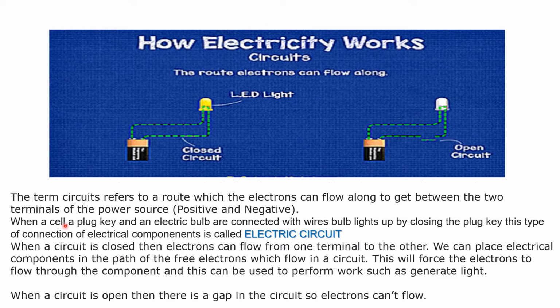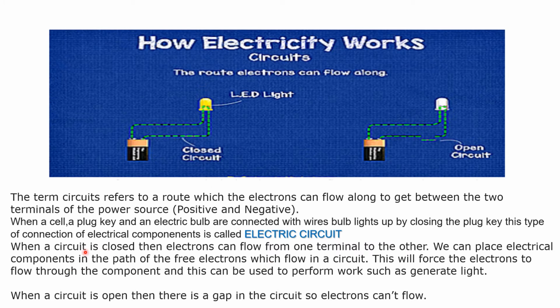So, when a cell, a plug key and an electric bulb are connected with wires, the bulb lights up by closing the plug key. This type of connection of electronic components is called an electric circuit. So which are the different components which make up an electric circuit? It is the cell, the wires, the plug key and the bulb.